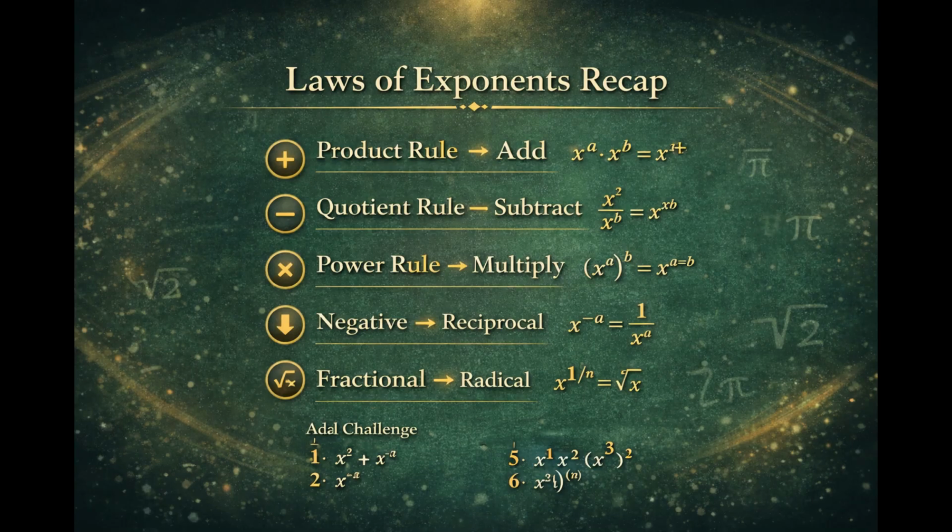Let's quickly recap the laws of exponents. Product rule: we add the exponents. Quotient rule: we subtract the exponents. Power rule: we multiply the exponents. Negative exponent means reciprocal. And fractional exponent represents a radical. These are not formulas to memorize. They are logical patterns. And once you understand the logic, algebra becomes simple.